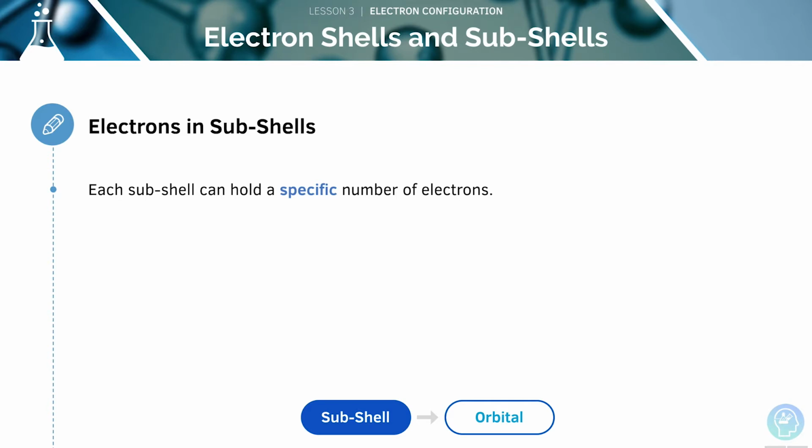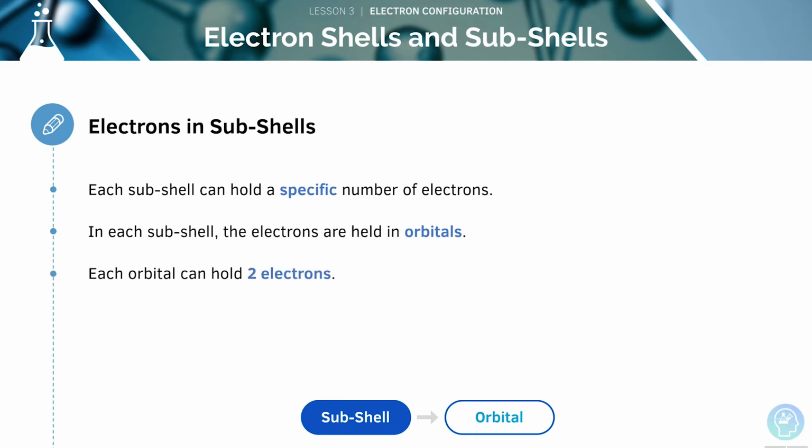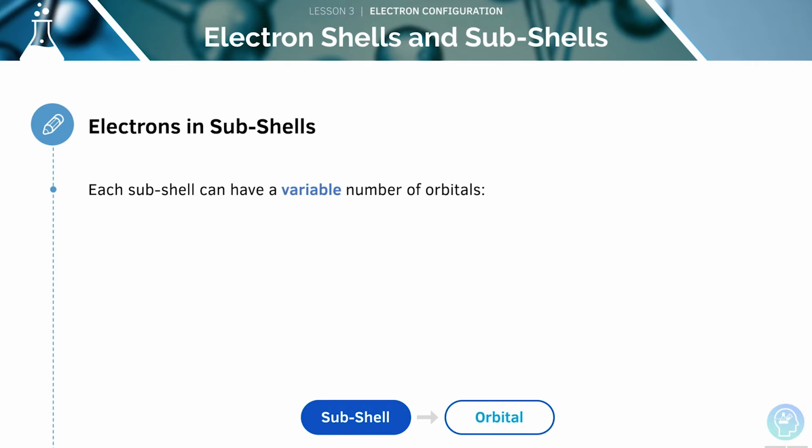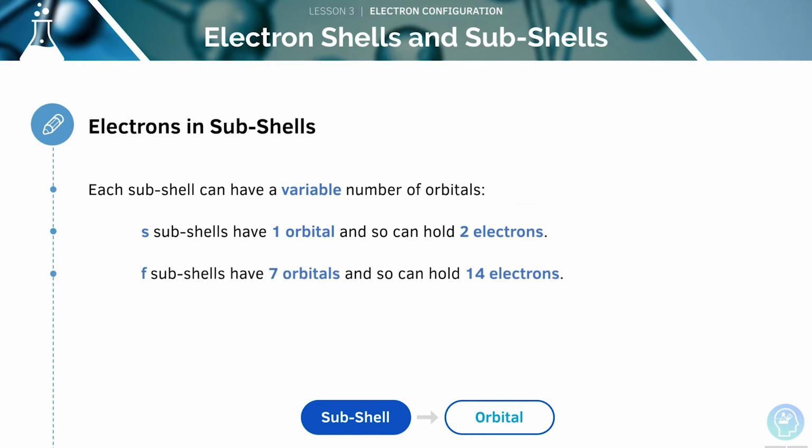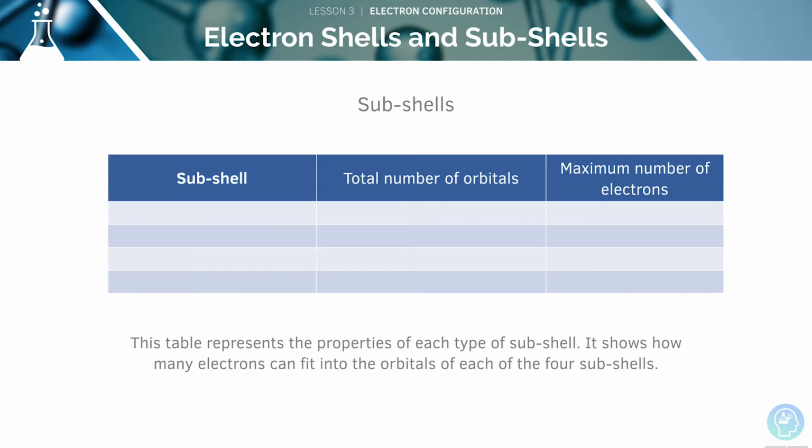Each subshell will hold a specific number of electrons. In each subshell, the electrons will be held in orbitals. We'll be looking at these more closely. Each of the orbitals will hold 2 electrons, and each subshell will have a variable number of orbitals. For example, the s subshells will have 1 orbital, so they can hold up to 2 electrons. However, the f subshells will have 7 orbitals, therefore they can hold up to 14 electrons.